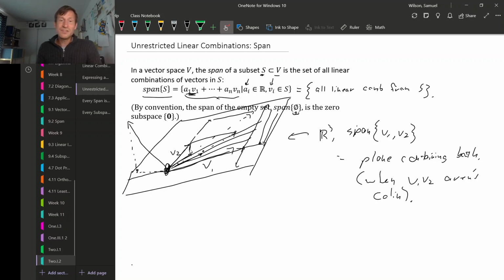Because the span of V1 and V2 can only get you anywhere in this plane, there's no way to get up out of this plane, right? Multiples of V1 and V2 always stay in this plane. So there is no way to get this third vector as a linear combination of v1 and v2. So the span of v1 and v2 is not the whole space R3, it's just this plane.